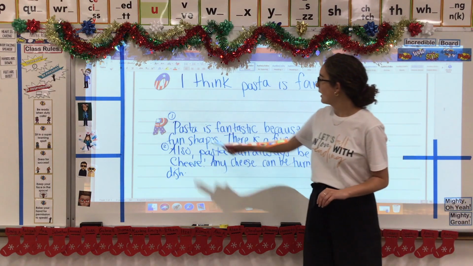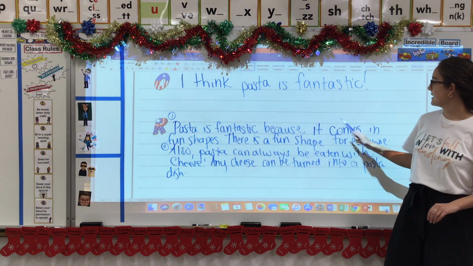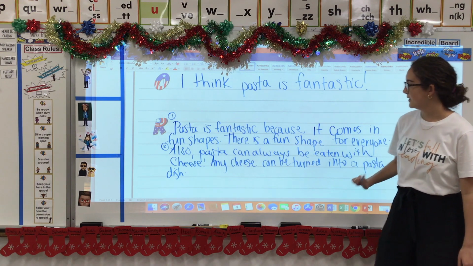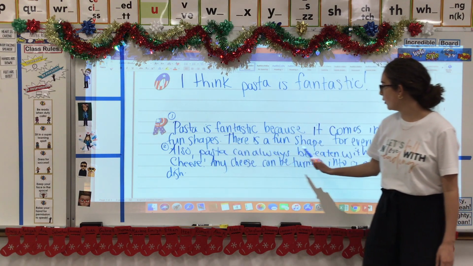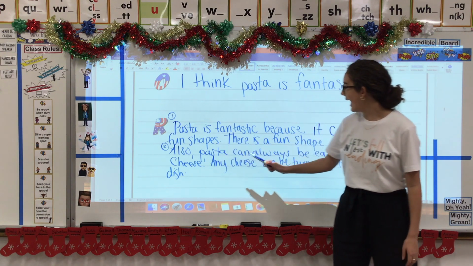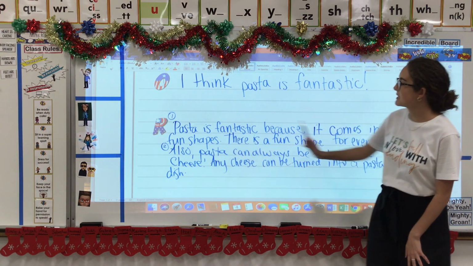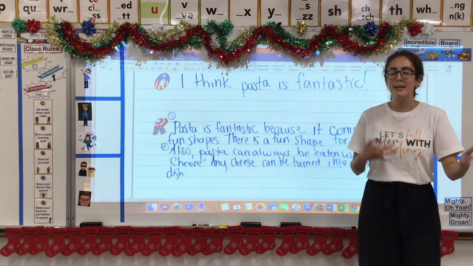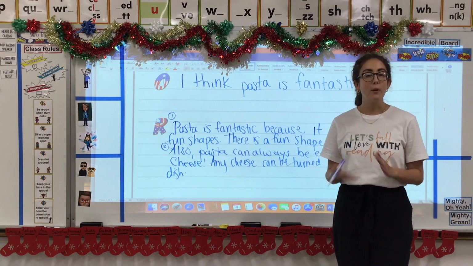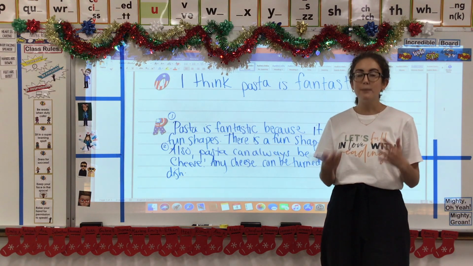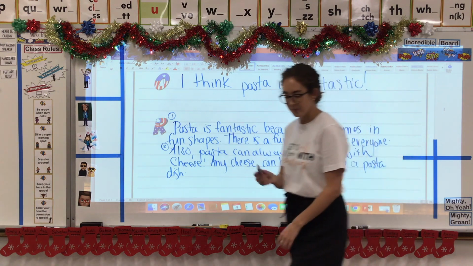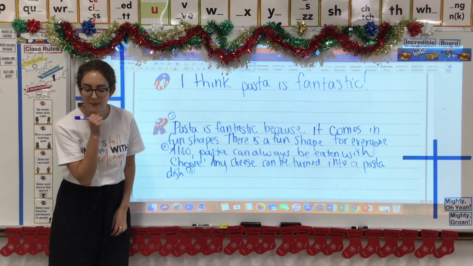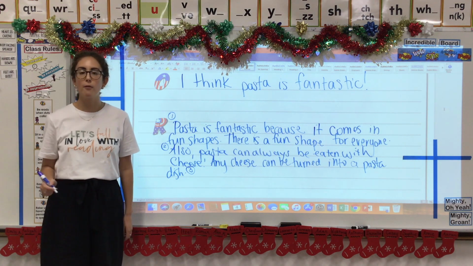dish. Let me read what I have so far. Pasta is fantastic because it comes in fun shapes. There is a fun shape for everyone. Also, pasta can always be eaten with cheese. Any cheese can be turned into a pasta dish. So I'm stating my opinion as well as I'm describing a little bit more about it to make it more exciting for my reader and explain to them just how much I love pasta. Okay, so I've got 2 reasons. I need a 3rd reason. What's my 3rd one? Oh right, different recipes.